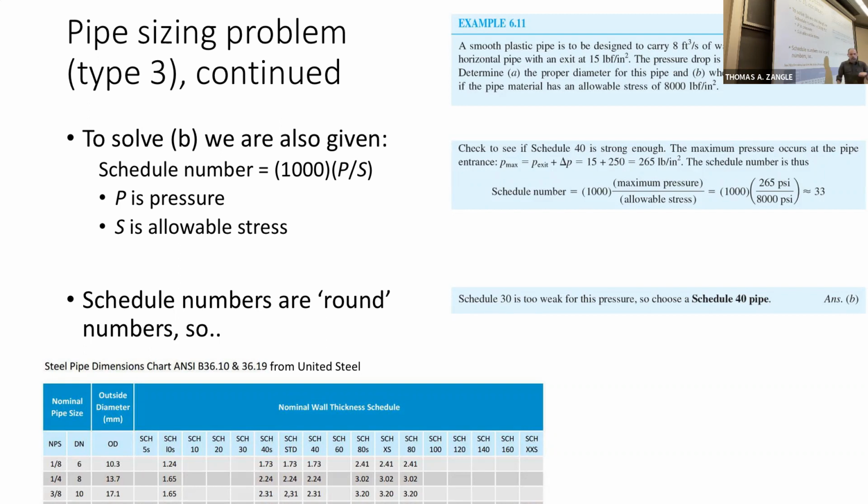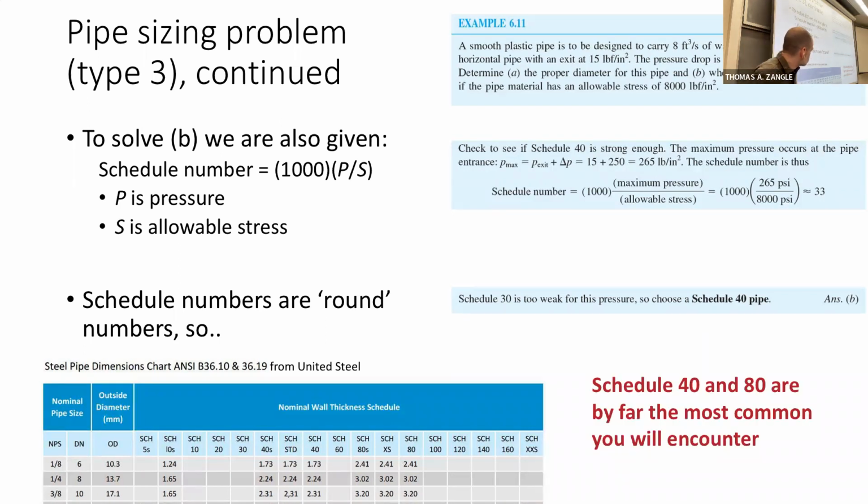Okay. So, pipe sizing problem. Of the schedules, Schedule 40 and 80 are the ones that are most common, right? Schedule 40 is sort of standard pipe. Schedule 80 is stronger standard pipe.